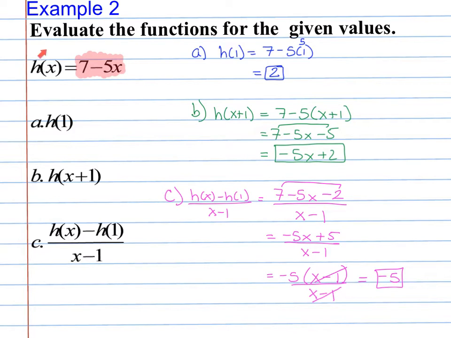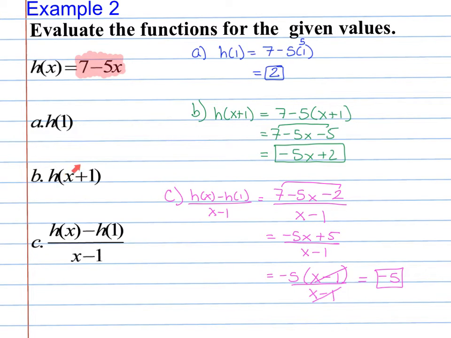So this was your function in this case. And now you are finding a, which is h of 1. Again, this is your new x. Wherever you see an x, you substitute the value in there. You simplify 7 minus 5 times 1, which is 5. 7 minus 5 is 2. So that's your answer for A.